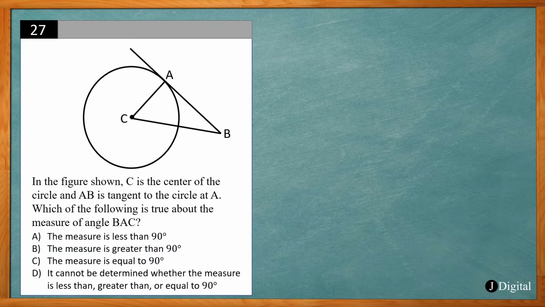In this example SAT problem, it says in the figure shown, C is at the center of the circle, and AB is tangent to the circle at A. Which of the following is true about the measure of angle BAC? Is it less than 90, greater than 90, equal to 90, or it cannot be determined whether it's less than, greater than, or equal to 90? If we have a tangent to a circle and a radius going to it, remember that it's going to form a right angle. So it's going to be equal to 90 degrees. So the answer is C.